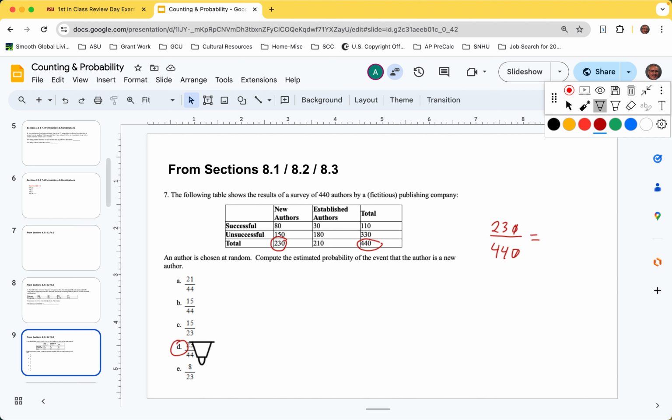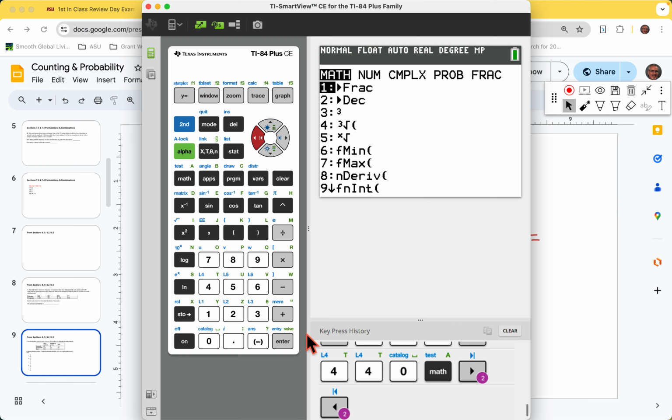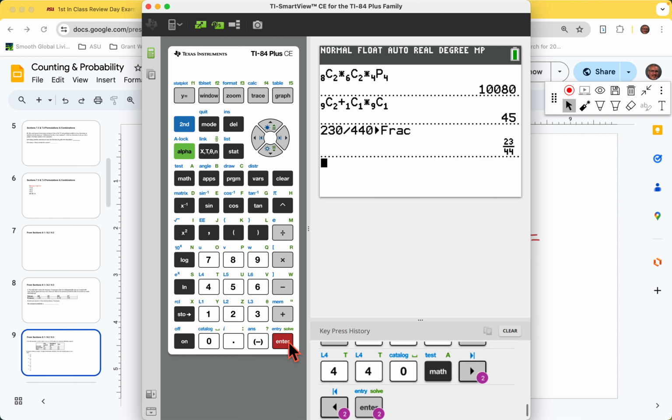Again, if you needed to reduce a fraction, let me just show that feature on the TI. You could do it easily enough. 230 divided by, what was it, 440? And then you go to your math. Oops, I can do it right here. Fraction. And it'll give you the reduced fraction.